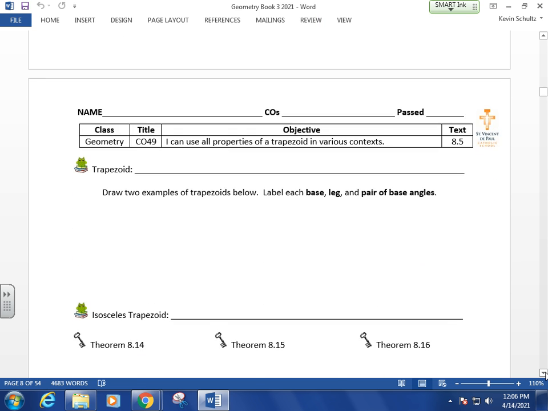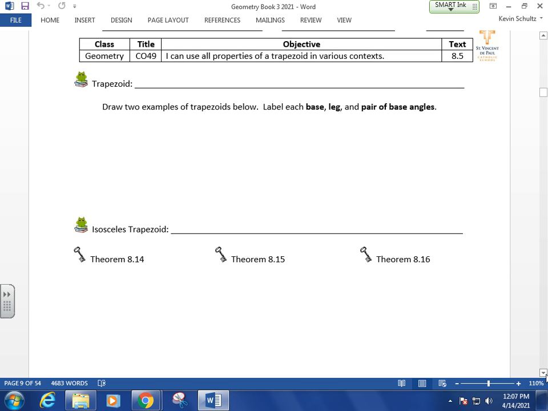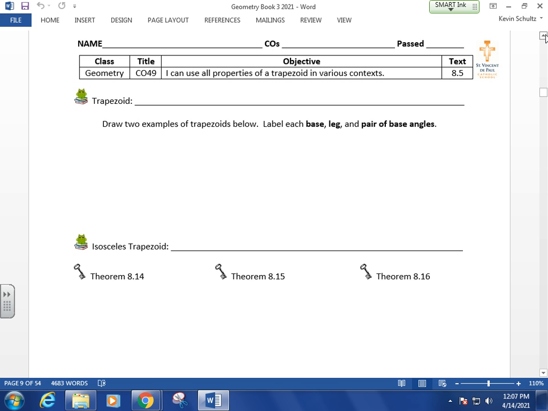I mentioned at the very beginning of the video that a trapezoid is not a parallelogram, right? Your parallelogram shapes are a parallelogram, obviously, a rhombus, a rectangle, and a square. Okay, a trapezoid is not a parallelogram because it does not have two pairs of parallel sides.